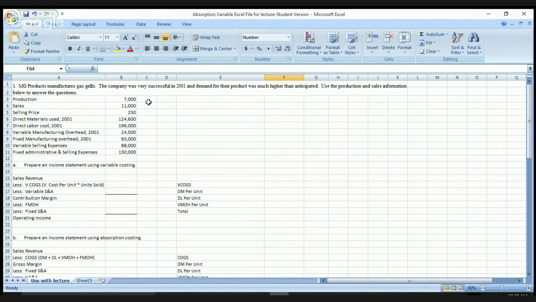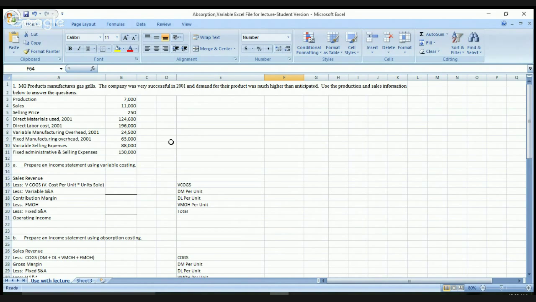So basically, MG Products manufactures gasket grills, and the information that they provided is they produced 7,000 units. They had sales of 11,000. Their selling price per unit was 250. Direct materials was 124.6. Labor was 196. Variable manufacturing overhead was 24.5. Fixed was 63. Variable for selling expenses was 88,000, and fixed administration and selling expenses were 130,000.